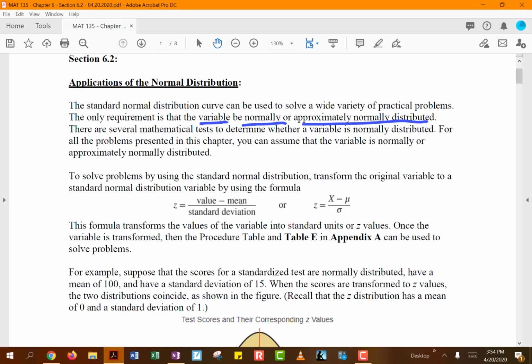So they are saying there are several mathematical tests that can help you determine whether a variable is normally distributed or not. And we'll look at some of them, but of course there are going to be so many that we will not be able to cover all of them. But for now, we are basically going to assume that all the problems that we see in this chapter are going to be normally or at least approximately normally distributed.